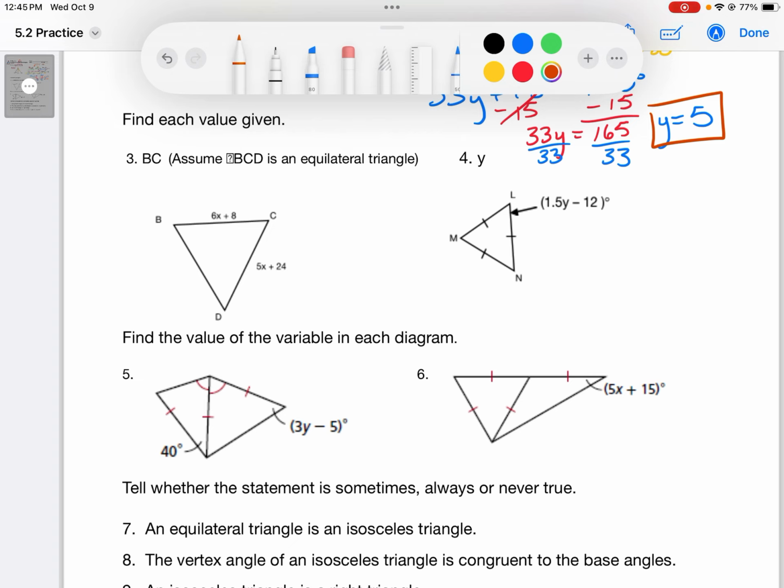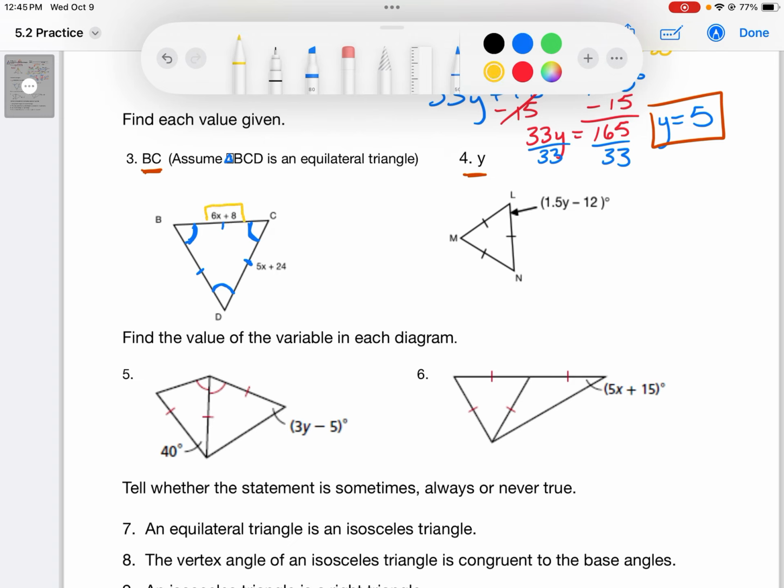As I go down to 3 and 4, it just says to find each value. So in question 3, I'm looking for BC, the length of BC. And in question number 4, I'm solving for y. What is y? So the first given right here is to assume that triangle BCD is an equilateral, which means all of its sides are equal, and that also means all of its angles are equal. So that's really helpful to know that all of its sides are equal.